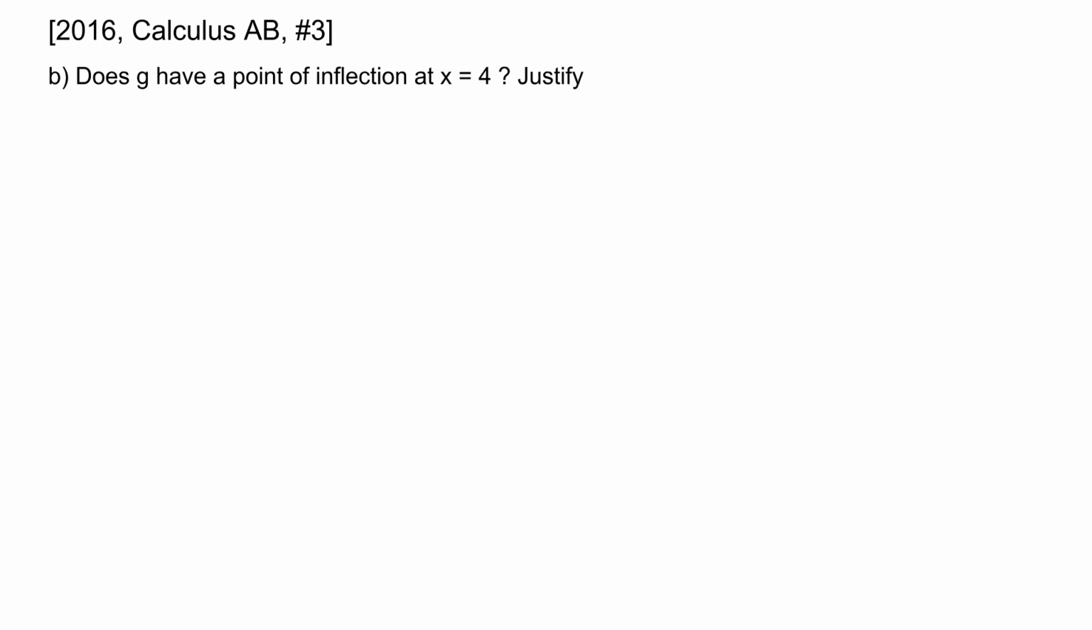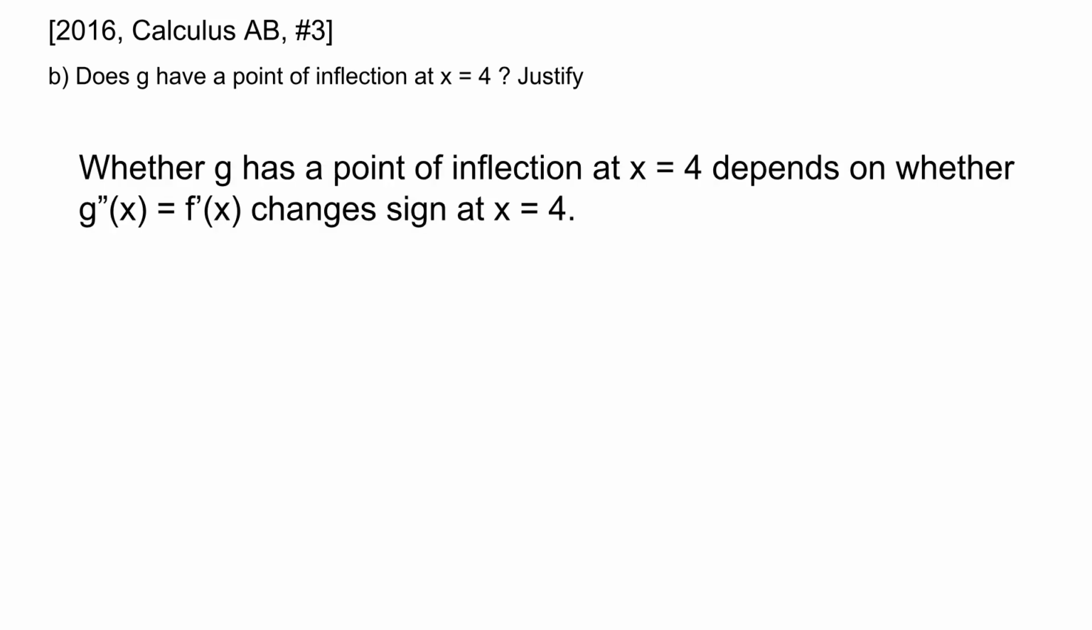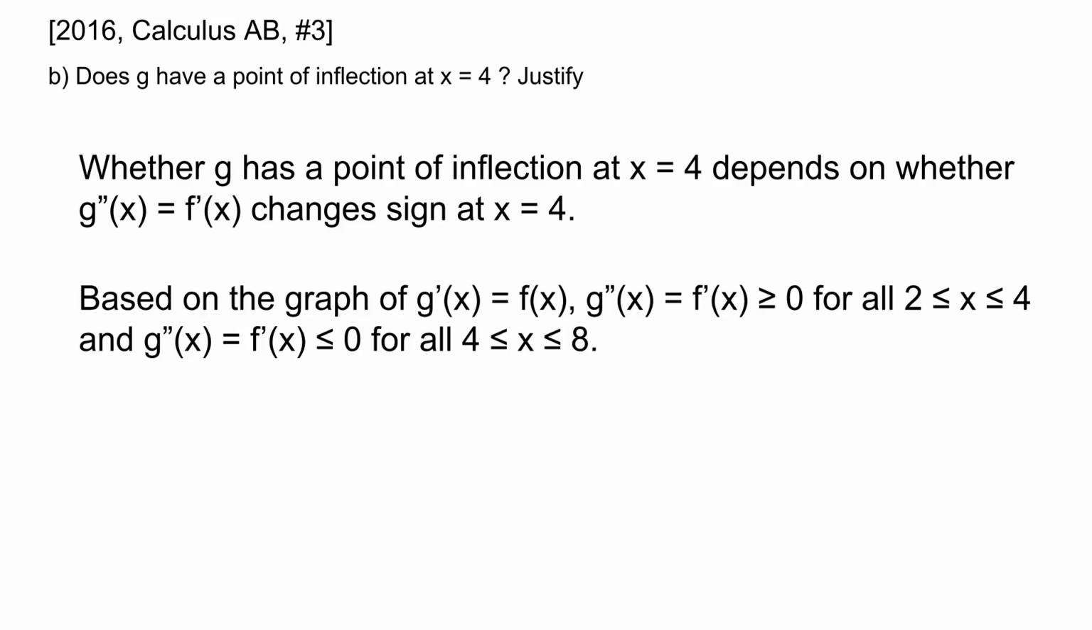In part B of this question, we are asked if g has a point of inflection at x equals 4 and to provide justification. Whether g has a point of inflection at x equals 4 depends on whether g double prime of x, which is equal to f prime of x, changes sign at x equals 4. Based on the graph of g prime of x equals f of x, g double prime of x equals f prime of x is greater than 0 for all x between 2 and 4, and g double prime of x equals f prime of x is less than or equal to 0 for all x between 4 and 8.